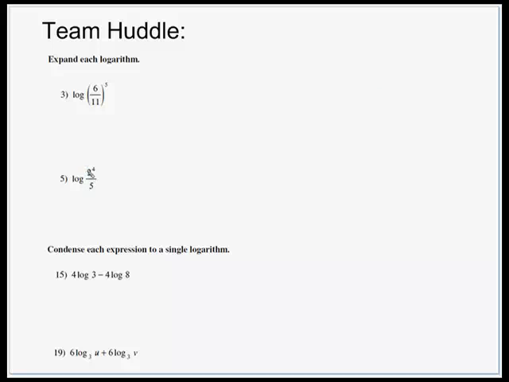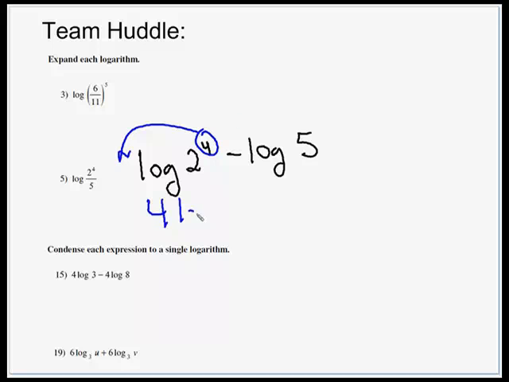Now in the next one, we have an exponent, but the exponent is exclusive to the numerator. So we're going to break that apart right off the bat. The log of the numerator, 2 to the 4th, minus the log of the denominator, 5. And then we're going to address the exponent, bring it down front. 4 times the log of 2 minus the log of 5.